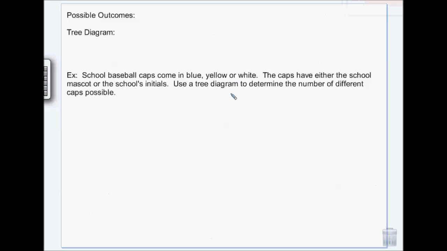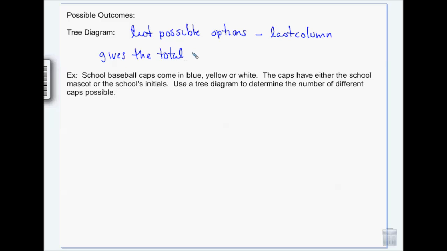Another way to figure out possible outcomes is to do a tree diagram. And what this does is you list your possible options. And then your last column gives the total number of possible outcomes.